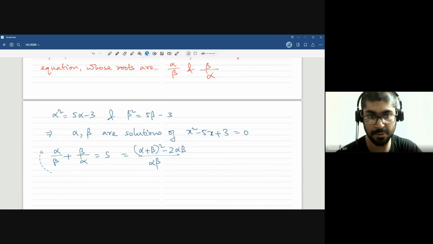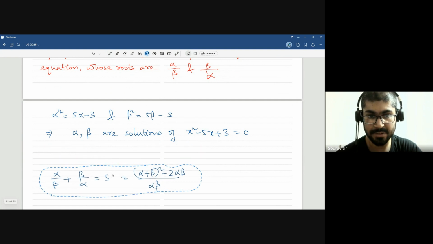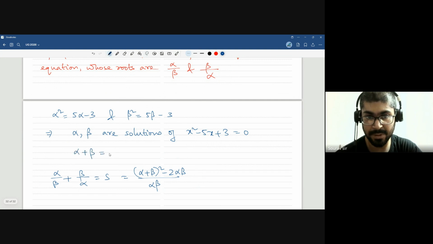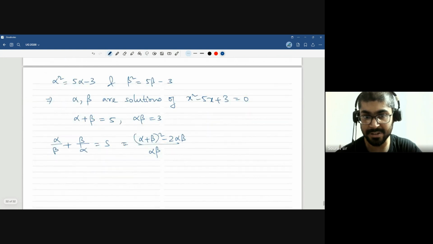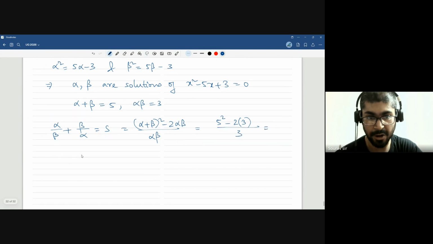Just before this, you will have to do one more step. From here, you can write alpha plus beta is equal to minus b by a, so that is 5, and alpha beta is equal to 3. So this is 5 square minus 2 into 3, by 3. Calculate this, and then product will be equal to alpha by beta into beta by alpha, that is equal to 1. So from here, I think you can do it.